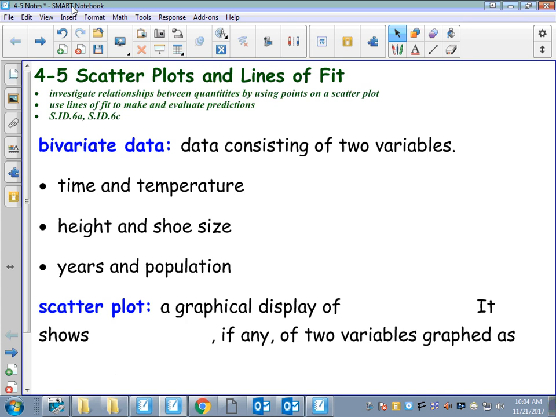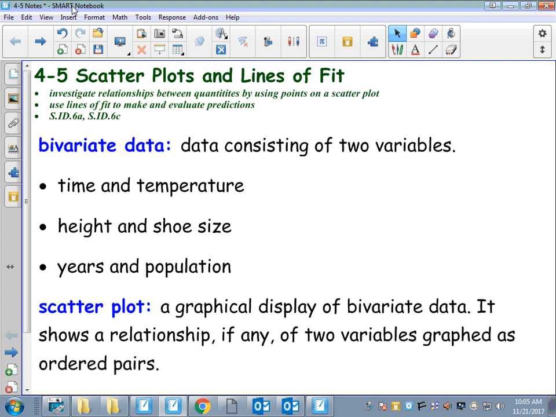When you compare 2 variables, you're kind of looking to say, hey, is there a relationship with these 2 variables? And so a graphical display of that would be a scatter plot. And it shows a relationship or a correlation of 2 variables graphed as ordered pairs. So you take your 2 variables, you decide which one's the independent, which one's the dependent, and then you just start recording your data. It doesn't always look pretty in an exact straight line with a constant rate of change, but the data could possibly show a relationship. And so there's a couple different ways that can occur.